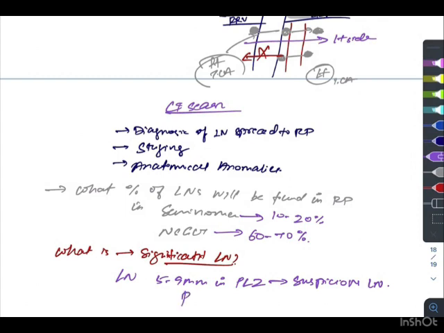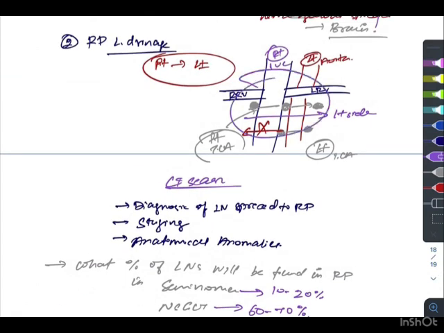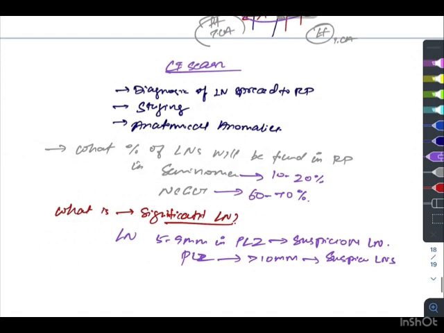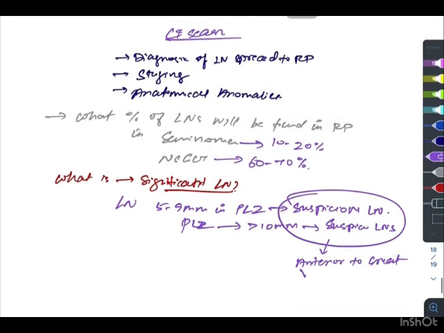Beyond these primary landing zones, if the lymph nodes are more than 10 mm, that is 1 centimeter, they are known as suspicious lymph nodes. Particularly if these suspicious lymph nodes are anterior to the great vessels, it is most probably a metastatic lymph node.